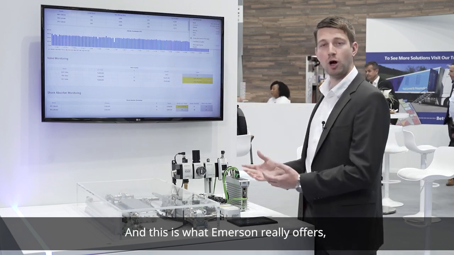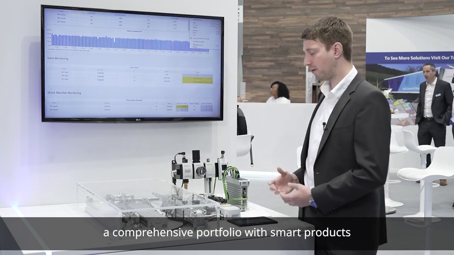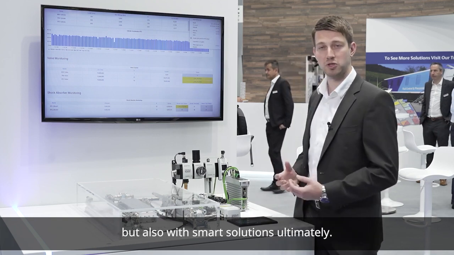And this is what Amazon really offers. A comprehensive portfolio with smart products, but also with smart solutions ultimately.